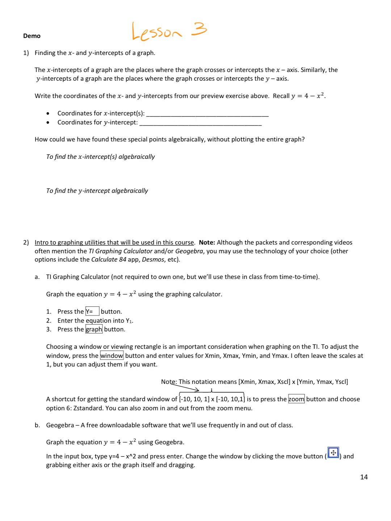So I want to write the coordinates of the x and y intercepts from our preview exercise y equals 4 minus x squared. So x-intercepts from the graph we looked at earlier were positive and negative 2. And the y-intercept is the place where it crosses the y-axis, which was at 4. So y equals 4. Okay, so note that they asked for coordinates. That means x comma y.